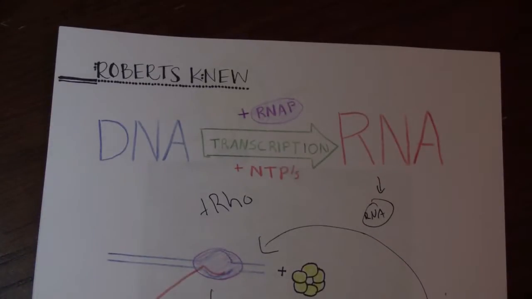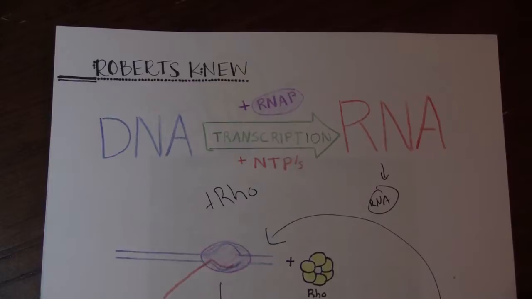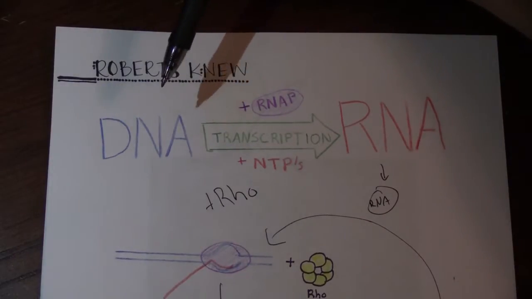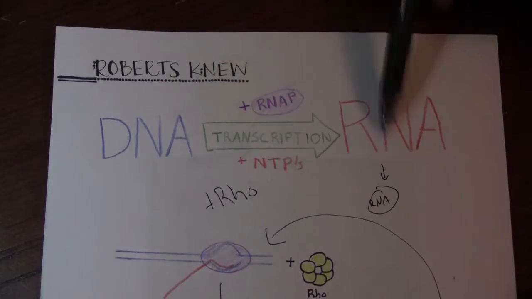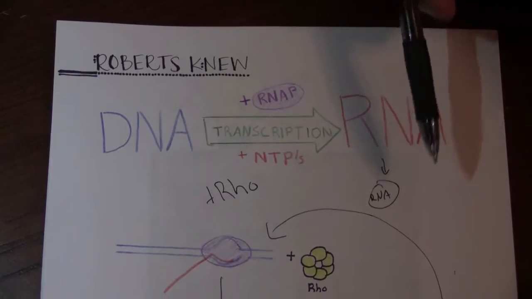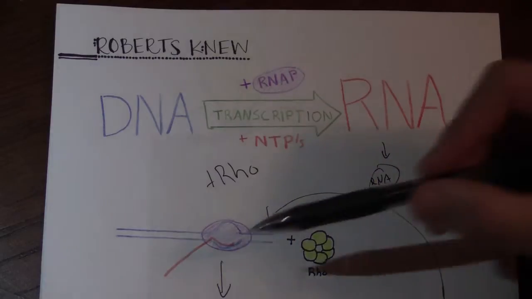Next, let's take a brief step backwards at this point and explore the path that Roberts took from discovering rho to determining its function in rho-dependent termination. Roberts found that DNA transcription in the presence of rho resulted in a depression in the level of transcription, seen as reduced RNA. One explanation for this would be that rho causes termination events.